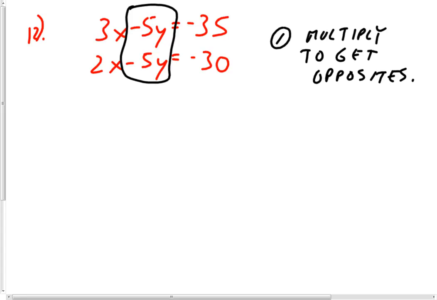How am I going to get this? 5, 5, 5. Hold on. All I want are opposites. I choose the smallest numbers I want. The least common multiple of negative 5y is just 5y. So I need this, but I've got this. How do I make this look like that?